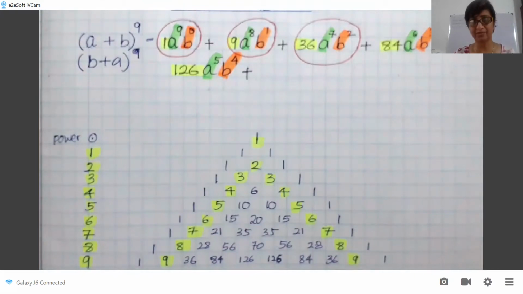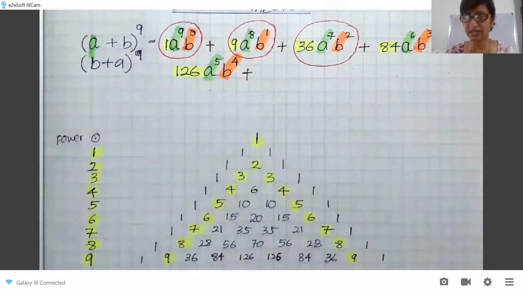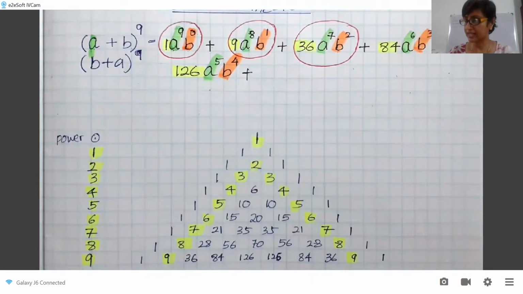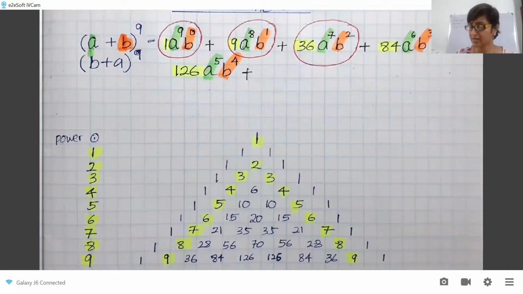Is what I'm saying right? Each of the terms in your expansion is made out of three parts. You have the binomial coefficient, that is the number that comes from Pascal's triangle. And you have a power of your first thing, and a power of your second thing. Okay? So that's another observation. All terms have that property in common. They are all made out of three parts.